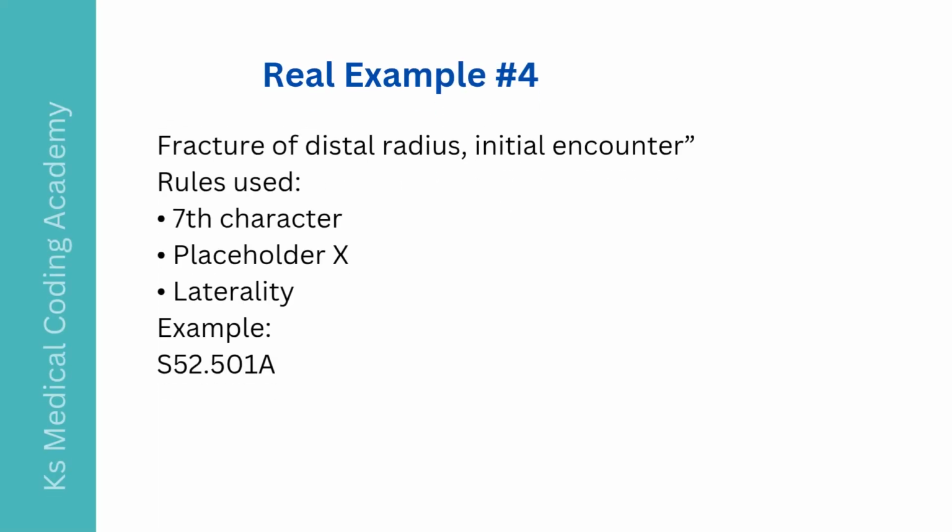Real example number 4. Case. Fracture of distal radius, initial encounter. Apply the injury rules. Include the 7th character for encounter type, use the placeholder X if necessary, and assign laterality. An example code for an initial encounter might be S52.501A, but always verify laterality and tabular list notes.